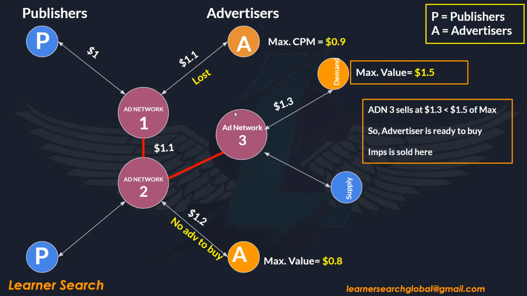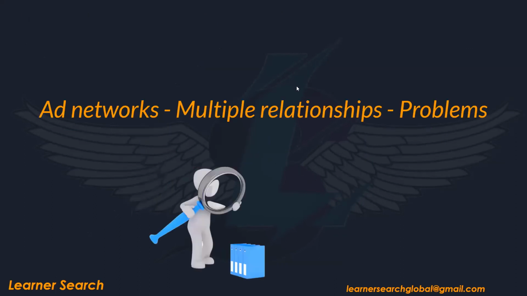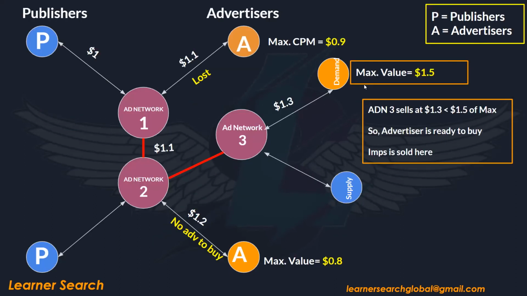So what network 3 does is he adds some more commission of 1.3. Now it is possible, right? Because it is around $1.5. So it's possible, and he's saving also. The demand is saving also.